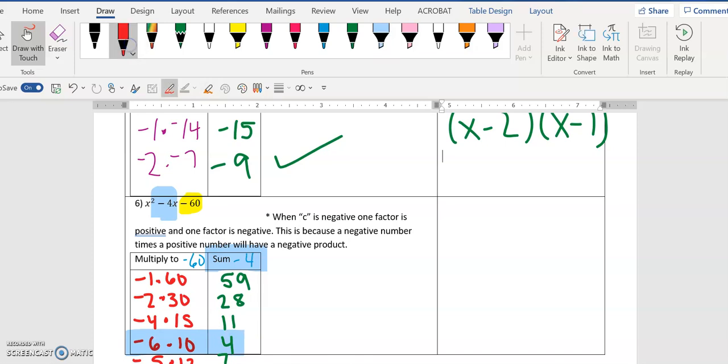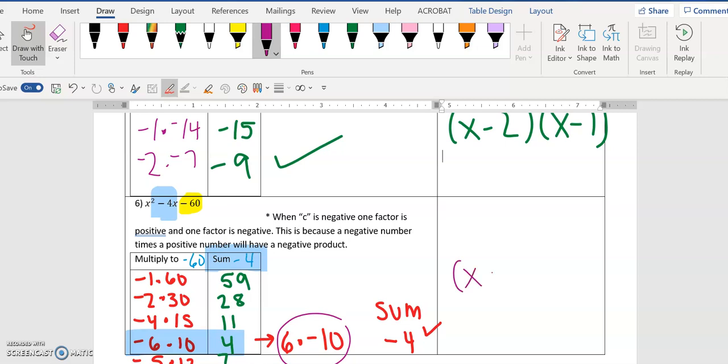If -6 times 10 is positive 4, I'm going to try switching the negative sign. Maybe it's 6 times -10. And sure enough, 6 plus a -10 would give us a sum of -4. So if you find the numbers that, when combined, make b, but the sign isn't right, try switching the sign.